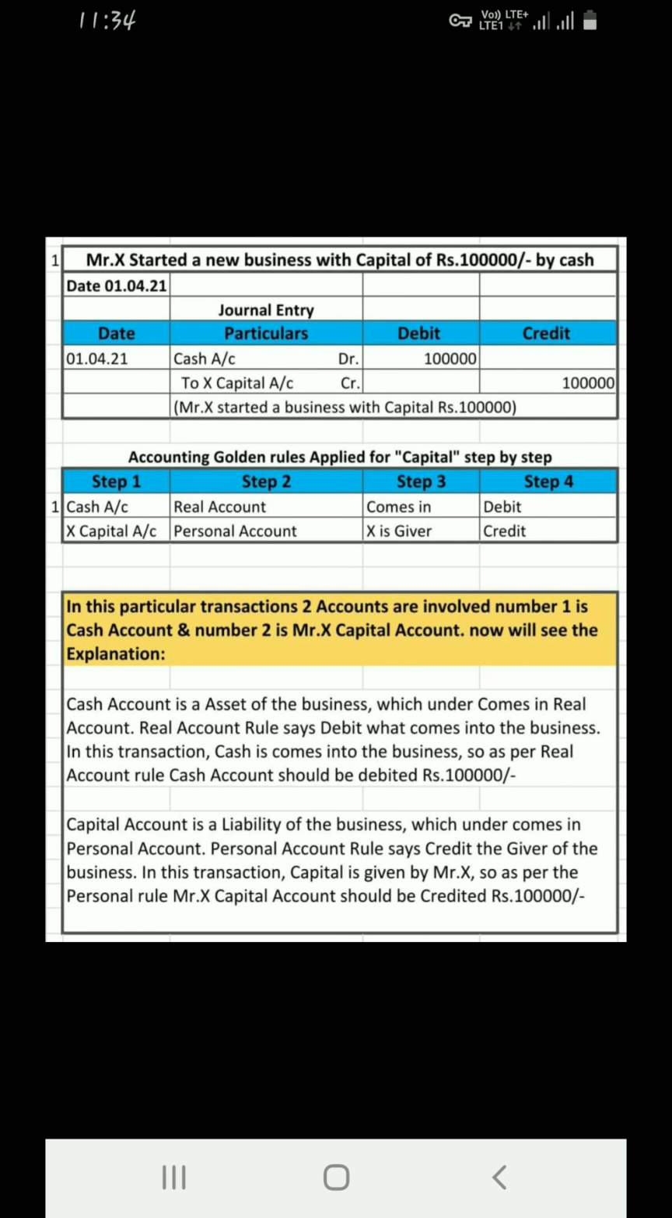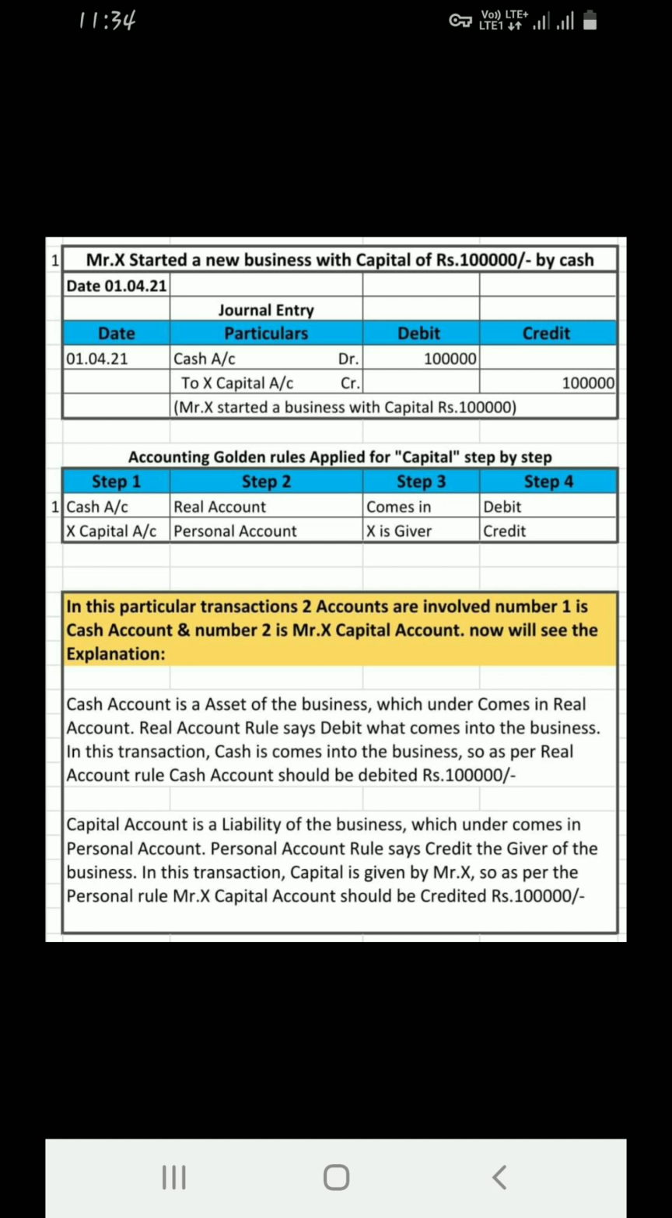Today we are going to see how to pass capital journal entry. Okay, here I have given an example. Mr. X started a new business with capital of rupees 1 lakh by cash. I will repeat the question again. Mr. X, who is a person, started a new business with capital of rupees 1 lakh by cash.